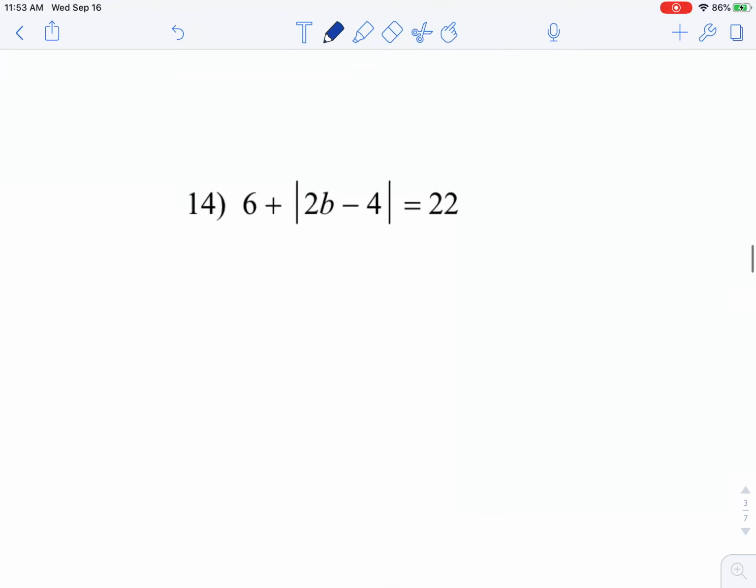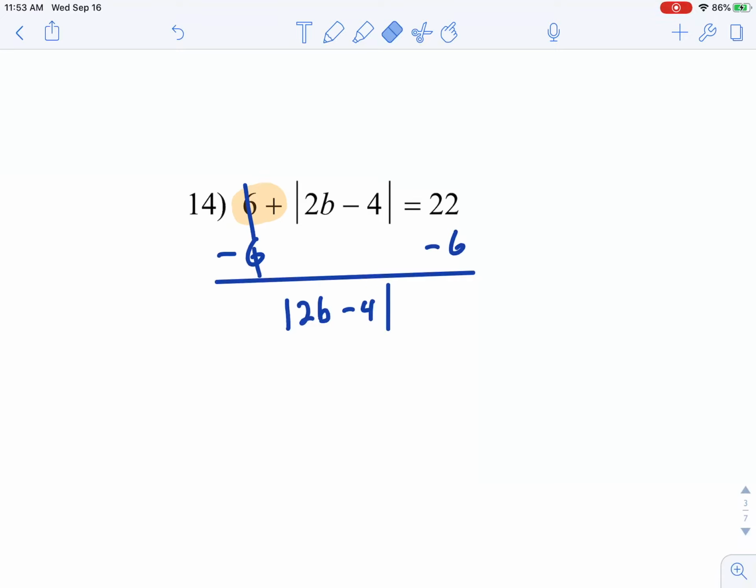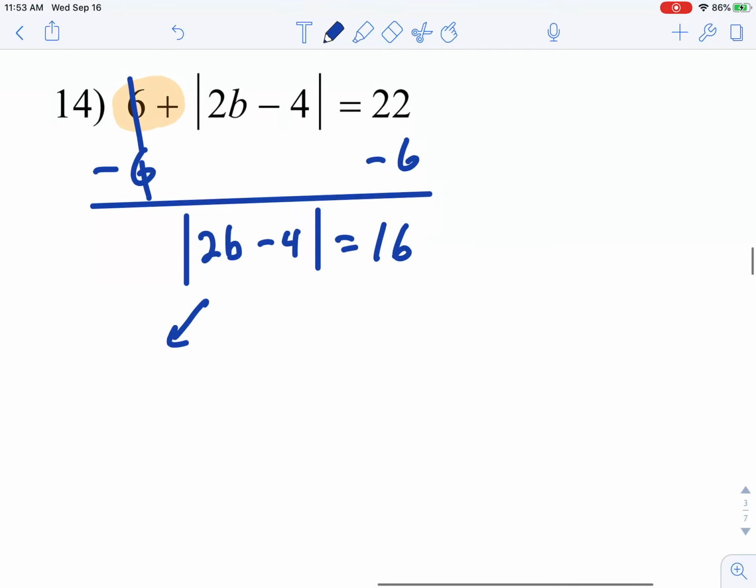Number 14. Once again, a number outside of the bars, you have to eliminate that. It's positive 6, so I'm going to subtract 6. If I do that, they cancel out. I get absolute value of 2b minus 4. Okay, you can't make your absolute value bar look like a 1, so draw it bigger so it looks like the actual bar. 22 minus 6 is 16. Now I can split this into two separate equations. 2b minus 4 equals 16.